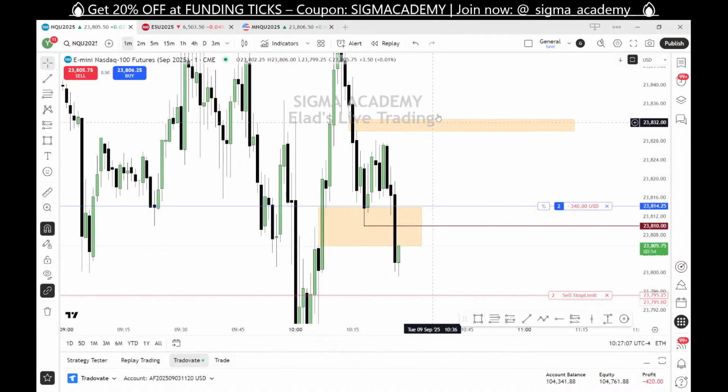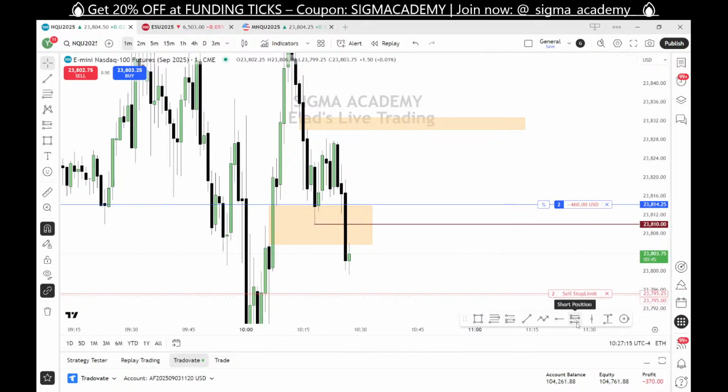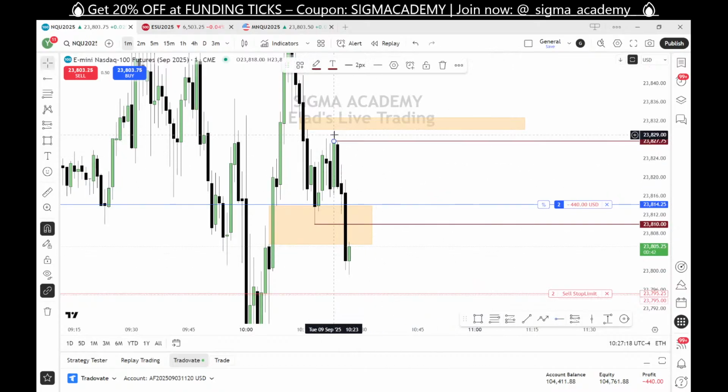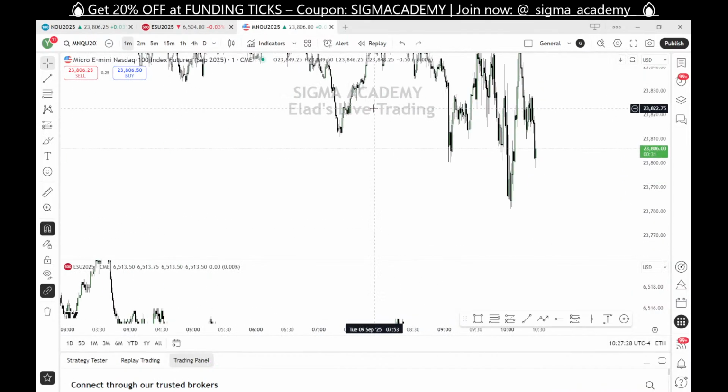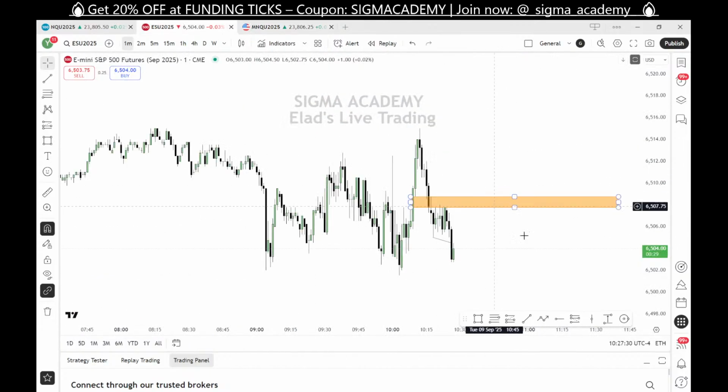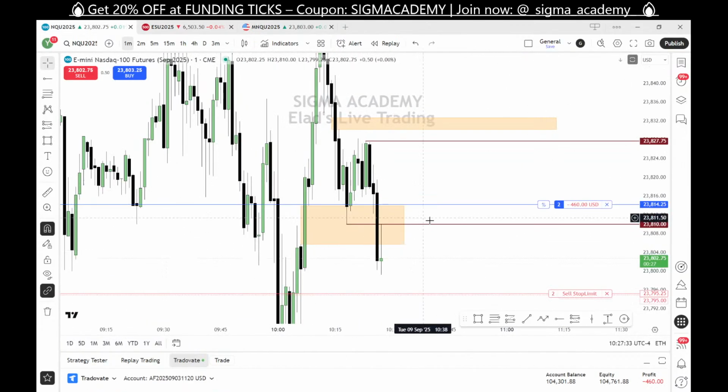You remember what I said about this fair value gap? Once we violate this one, I will add more. It moved just to this point. Once we break the structure here with speed, I will add more to the position. What happens in the ES? A little bit more heavy. Come on, don't disappoint me.